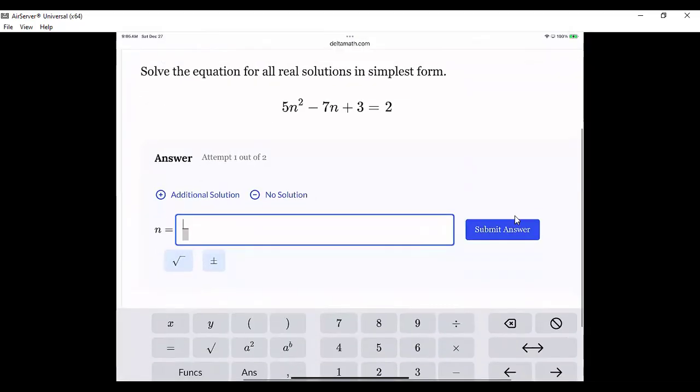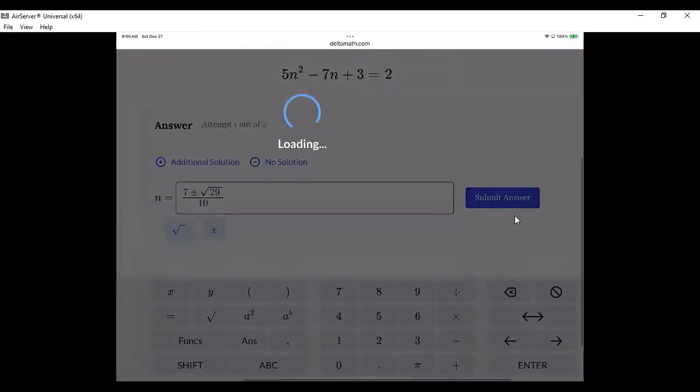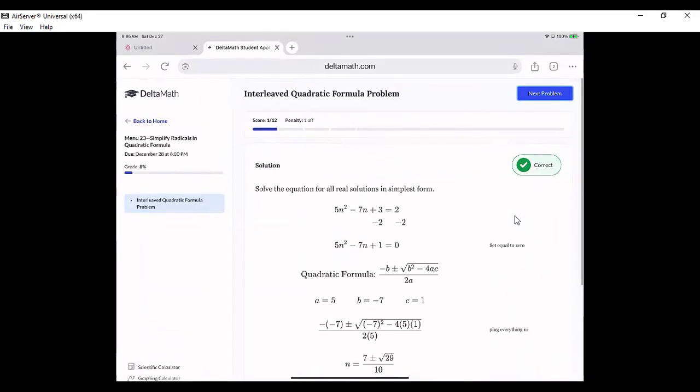It's going to be 7 plus or minus the square root of 29. And then on the bottom, we had 10. And then we submit it, and it says, nice job. All right, let's do another one.